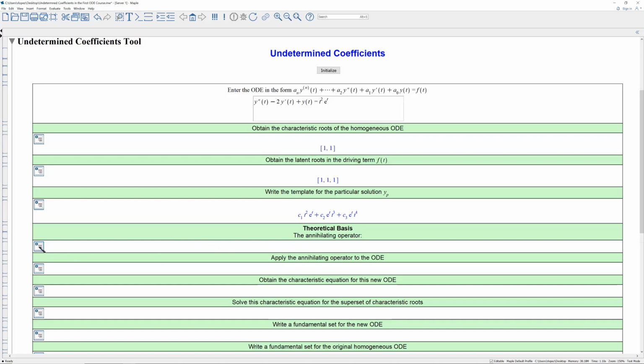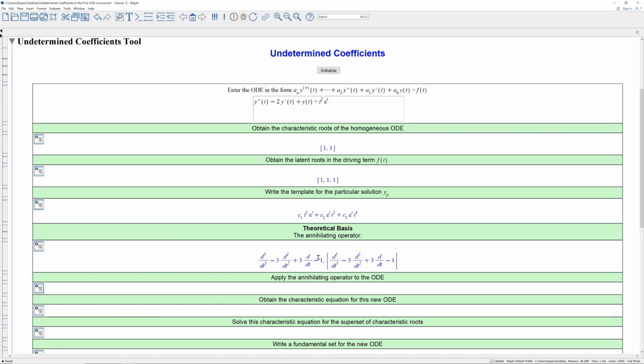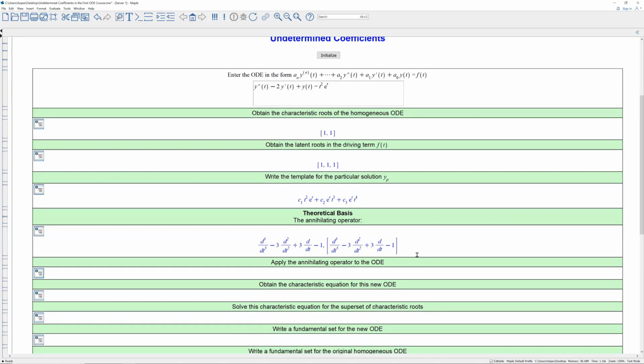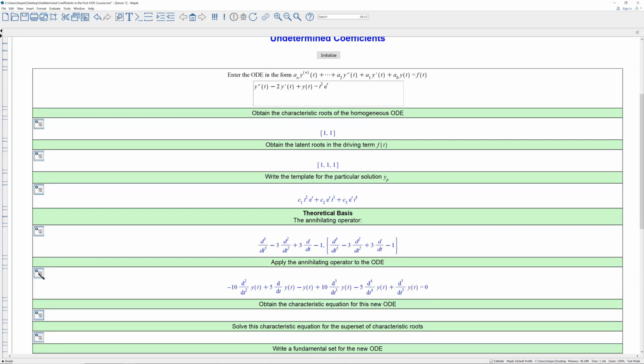So what is the annihilating operator for this problem? For some reason or other, this prints out twice. This happens to be the annihilating operator. And how you come up with this is not really necessary for the solving of the problem. It's visualizing the theory that this comes from. Now apply that operator to the given differential equation. So the left-hand side is now going to be a fifth order equation, but the right-hand side is 0.